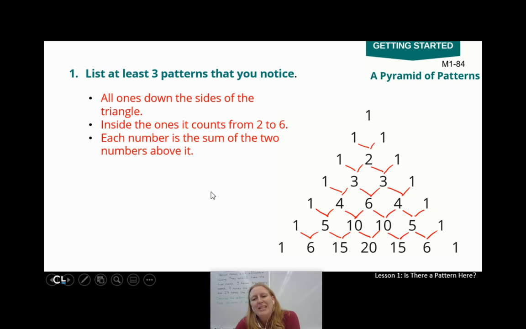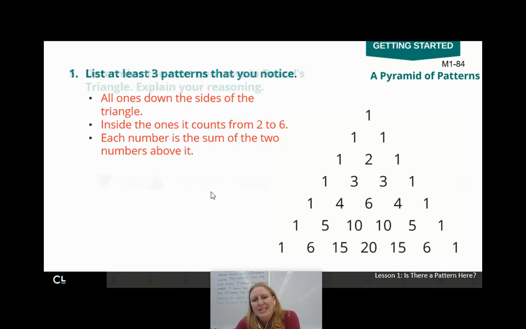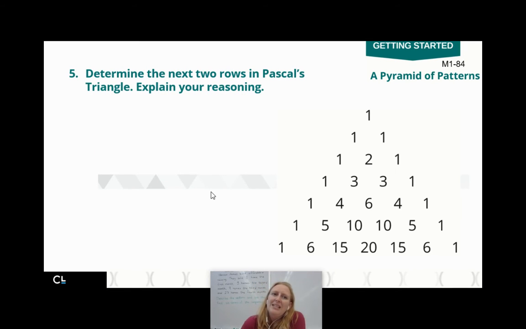So with that in mind, we're going to skip down to number 5. We're going to skip the ones in between, sorry. But we're going to skip down to number 5, and I would like you to determine the next 2 rows in Pascal's triangle. Go ahead and hit pause to find the next 2 rows now that you see the pattern, and then hit play when you're ready to check your work.